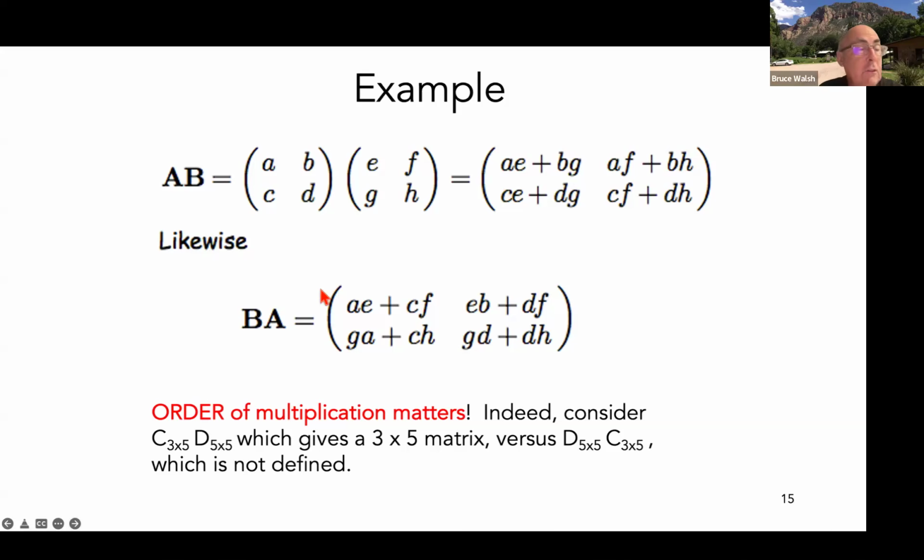Now, if I flip the order, I can still multiply them because I've got a 2 by 2 and a 2 by 2, inner subscripts match. You see, these are different. So even when you can multiply them in different orders, you're not guaranteed the same result. In fact, they're almost always different. So the order matters.